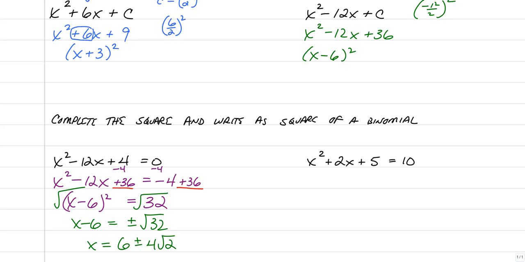Okay? So for this next example, I don't need you to solve. I just need you to write it as the square of a binomial and have it equal to another number. Pause the video and give it a shot. Let's see what you get.